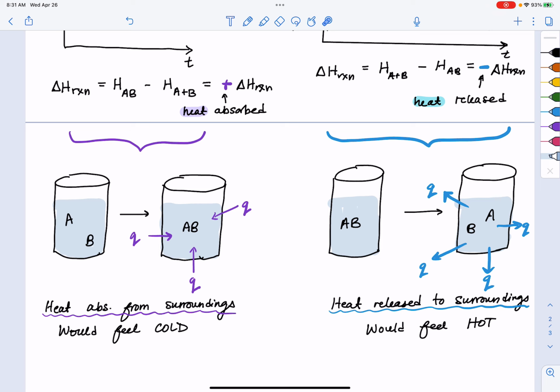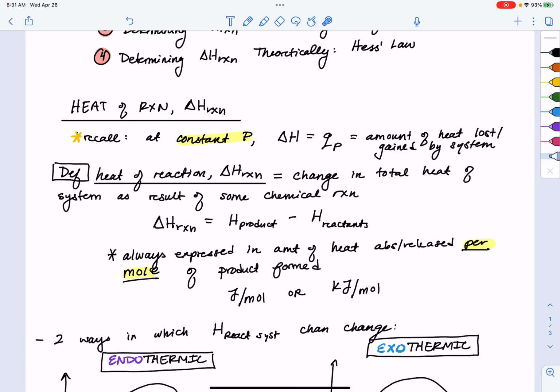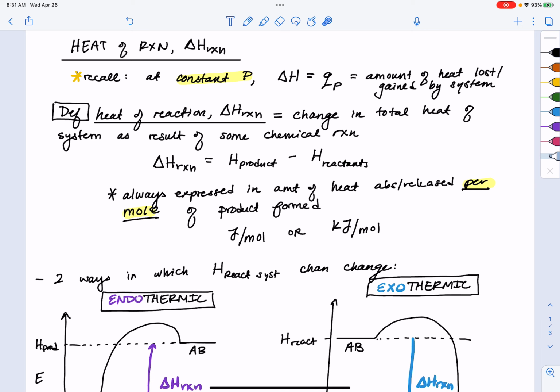So this is why I said a couple videos ago that it's a really good idea to try to familiarize yourself with what the system is and what the surroundings are and be super explicit about those definitions, because that way you won't get mixed up about where heat is being transferred to or from, especially now that our conversation has shifted to enthalpy. From what to what? What's the system? What's the surroundings? So this is the heat of a reaction.